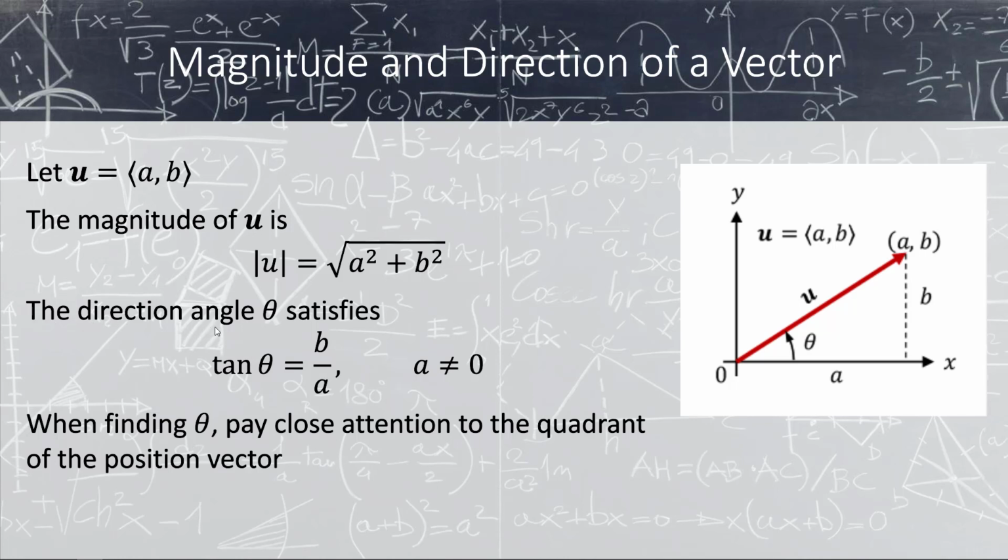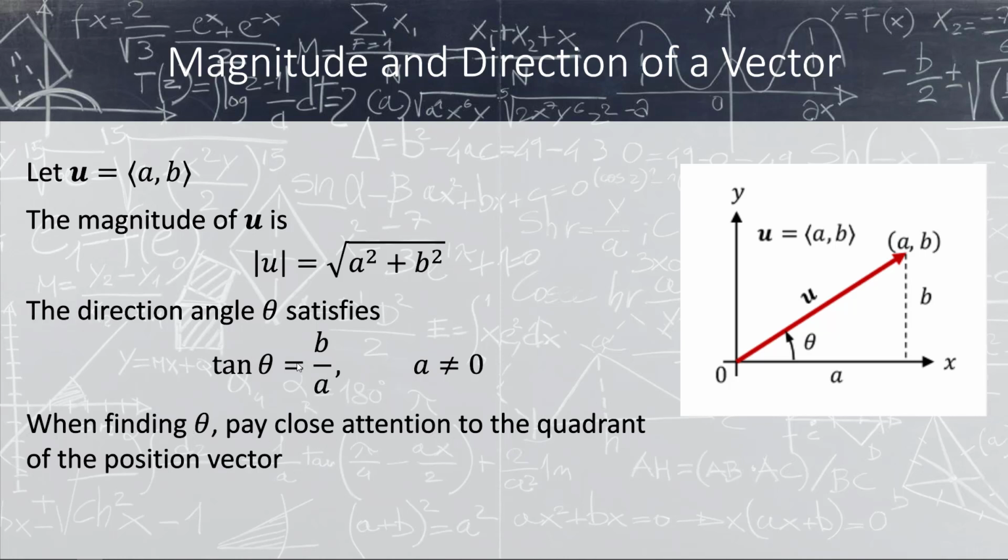The direction angle theta is that angle which satisfies this relationship. The tangent of theta will be equal to b over a, i.e. the opposite over the adjacent, obviously for the case when a is not equal to 0. Even though the tangent of theta is equal to this ratio, we have to be careful when finding theta because we have to pay close attention to the quadrant of the position vector.